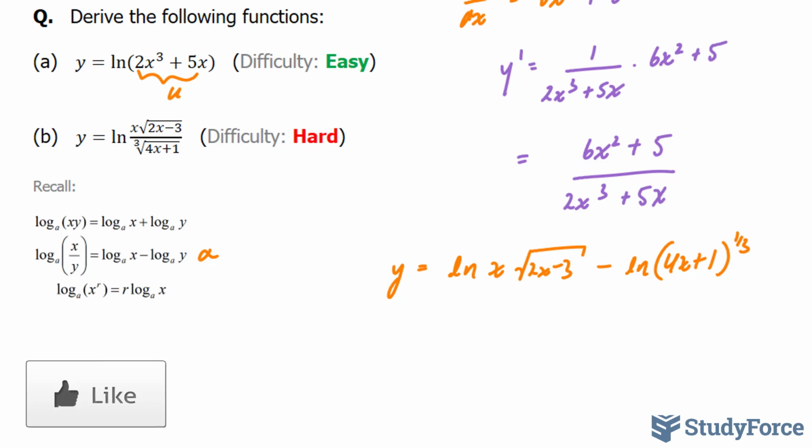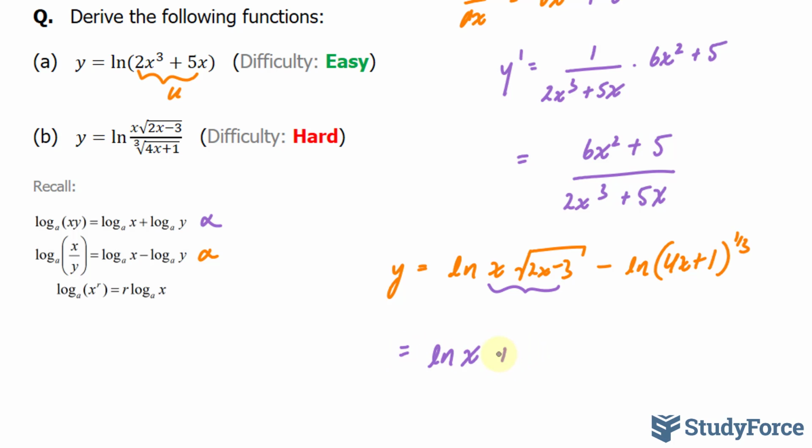The next rule that I will use, notice that here we have two factors being multiplied. And if you ever have that, you can follow this rule. So let's split this up even further. We have ln x plus ln (2x minus 3) to the power of half. And I will next use this rule for this and for this term.